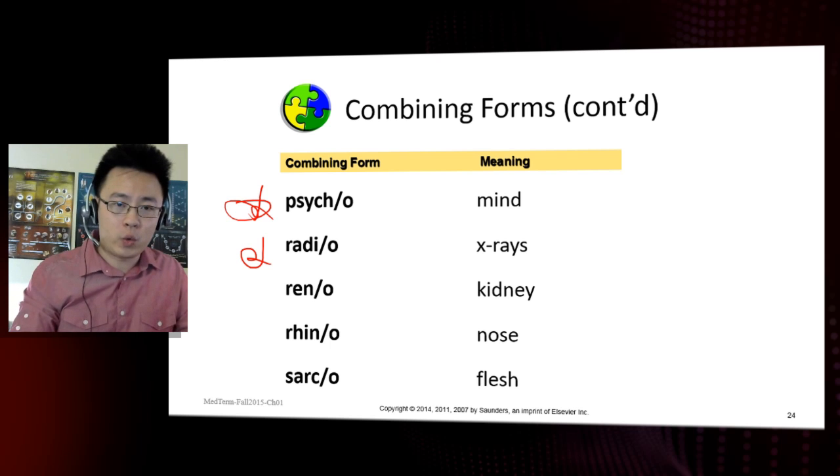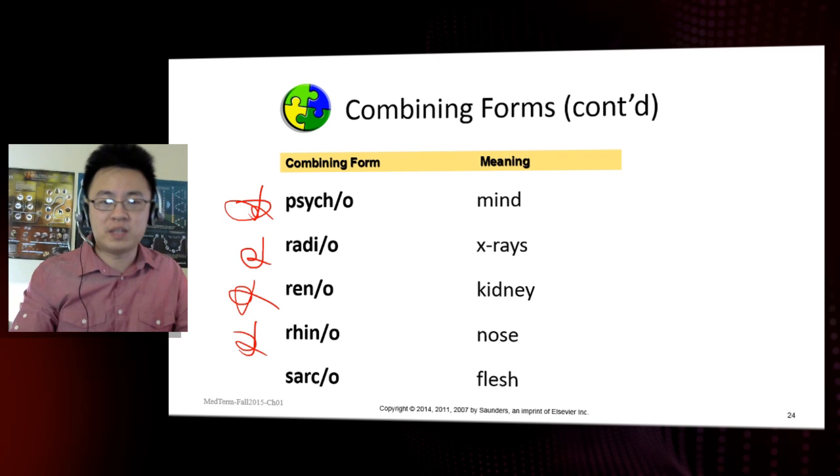Rhino means nose. Reno means kidney, right? Like Reno.